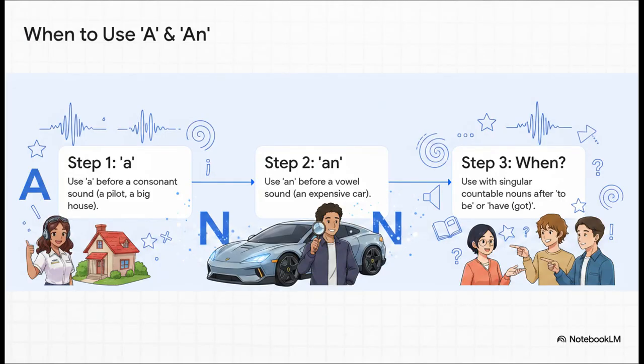So the number one rule for an is so important. It's not about the letter, it's about the sound a word starts with. If it starts with a consonant sound, you use a, like a pilot. If it starts with a vowel sound, you use an, like an expensive car. And don't forget, we only ever use these with singular, countable nouns.